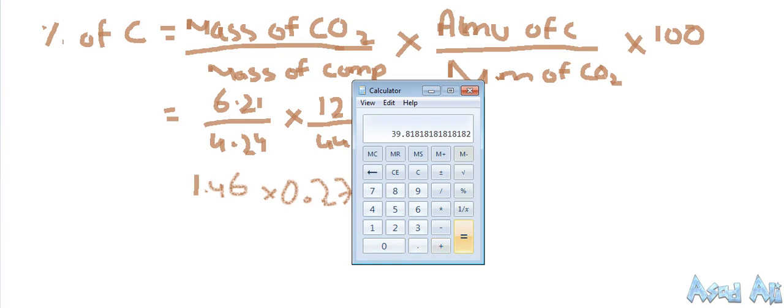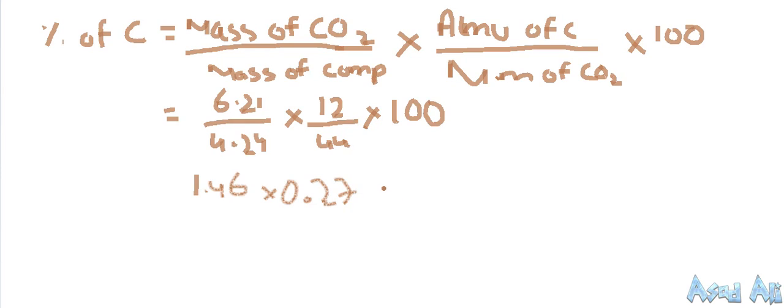So the percentage of carbon is 39.8. I am considering it as 40, rounding off. 40% is carbon. The organic compound consists of C, H, N, O. So now we have to find out the percentage of hydrogen.